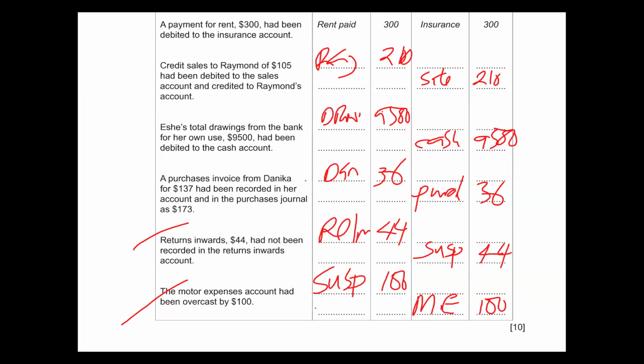Okay, the last one. I was saying that when you look at this, we are just given only one account. We are told that the motor expenses account had been overcast by 100.